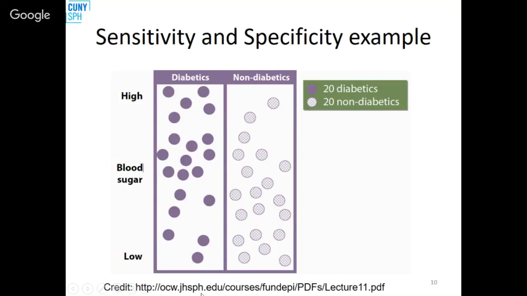So this is from a nice set of slides from Johns Hopkins School of Public Health that I found. We go through some demonstrations of what happens with this screening test. On the y-axis, we're looking at blood sugar from low to high among diabetics and non-diabetics. We've got 20 diabetics and 20 non-diabetics. This is a demonstration of how among the diabetics, it's on average higher than among non-diabetics, but there's a fair bit of overlap. So it's not going to be a perfect test.